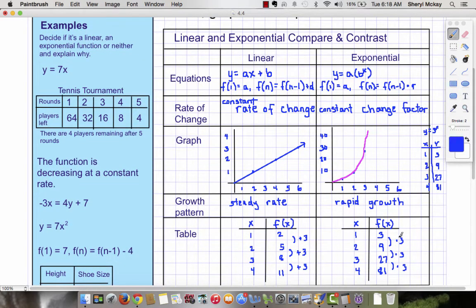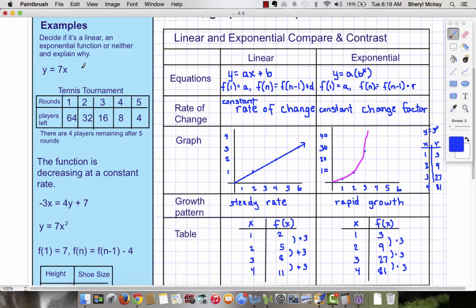Decide if it's a linear, an exponential function, or neither, and explain why. Look at this first one, y equals 7x. Is it linear, exponential, or neither? And explain why.